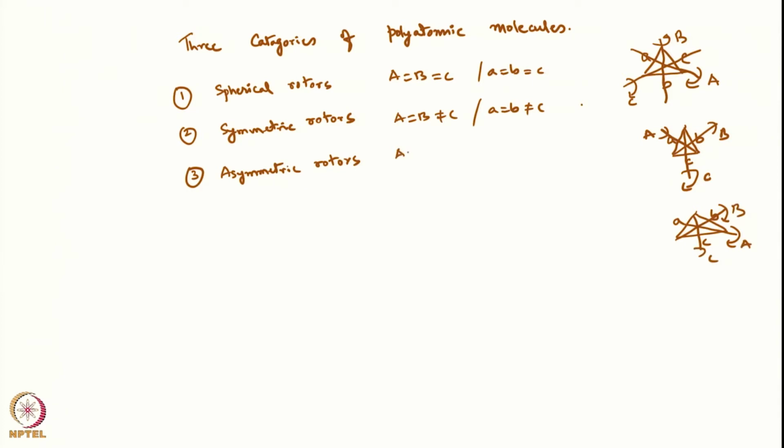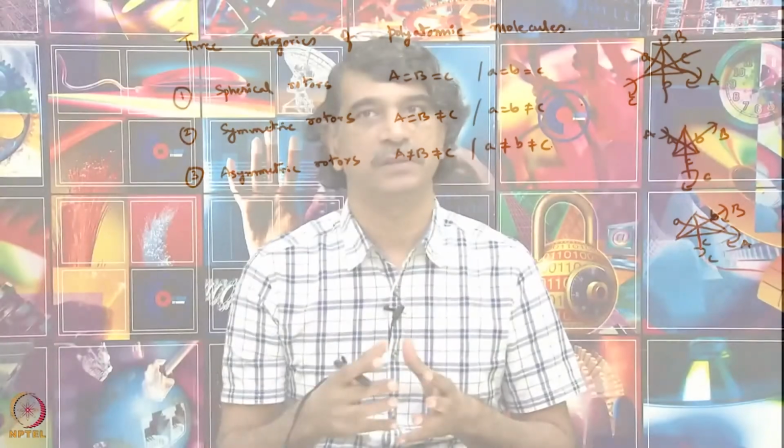So, A is not equal to B is not equal to C, which is a consequence of A not equal to B not equal to C. What I am trying to tell you here is that if A, B, C are the lengths of the sides of a triangle, then depending on how they are placed with respect to each other, you can form either an equilateral triangle, an isosceles triangle or a scalene triangle.